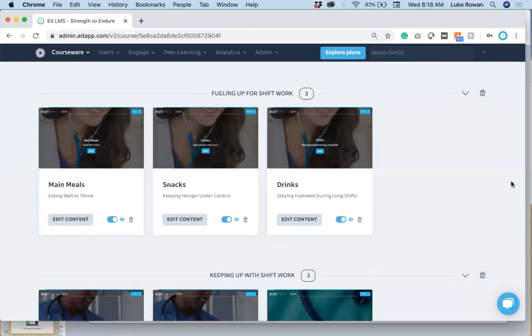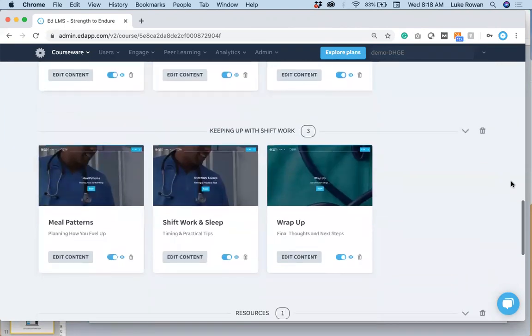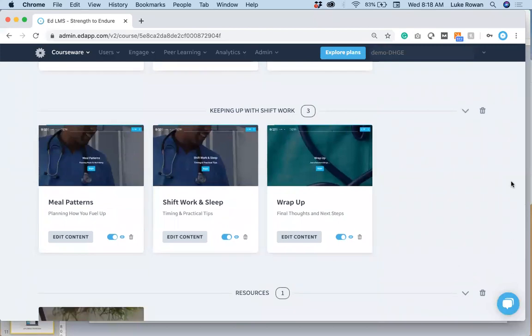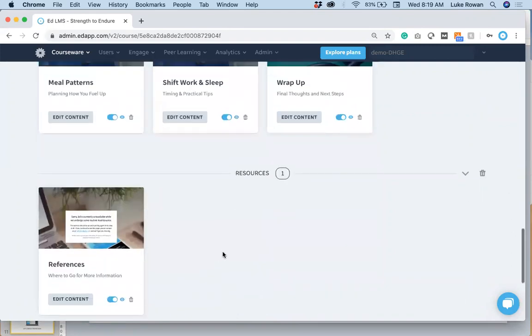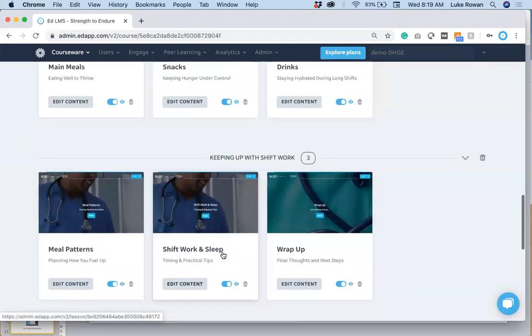And that's the next one. The next module is keeping up with shift work. So the idea here is how do you change your behavior in a way that both leads to better nutrition and also to better sleep. Excellent, excellent. I might have to take these courses for next week's webinar, so I'm a little bit more on the ball. And then we've got a final module on resources, which is quite good.